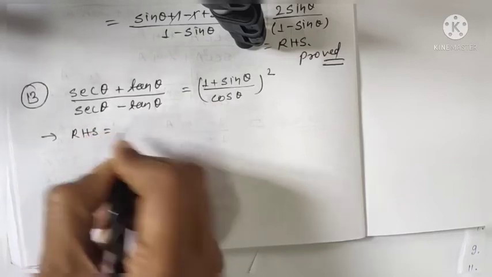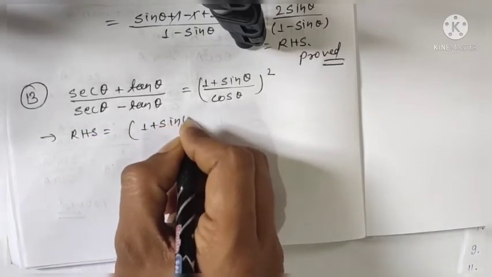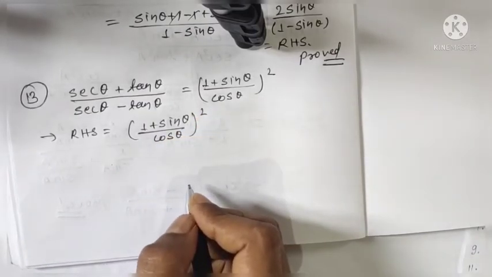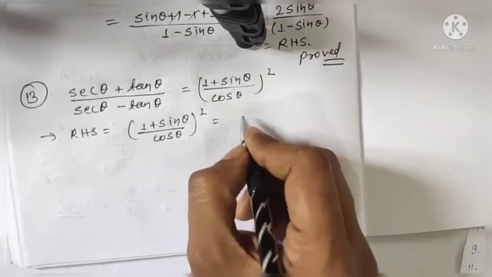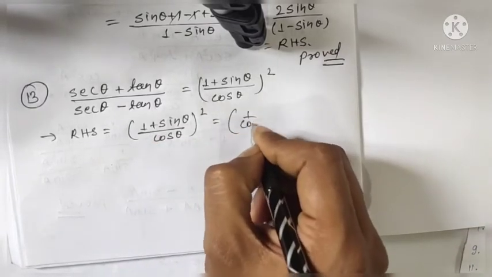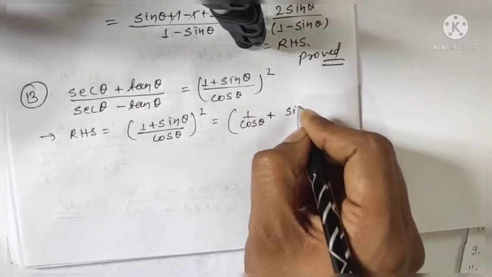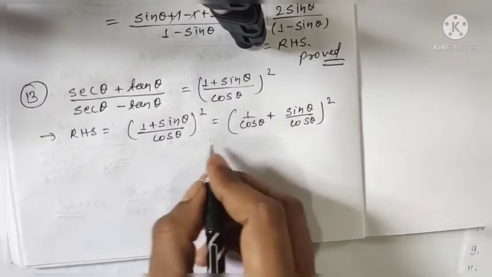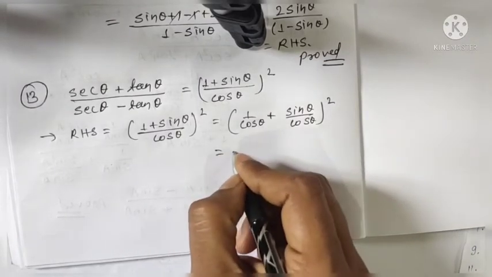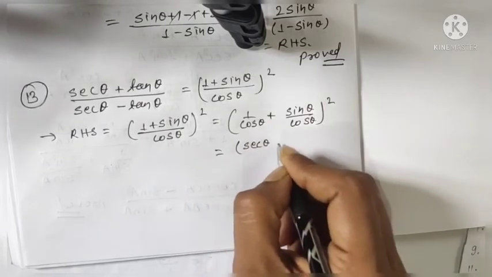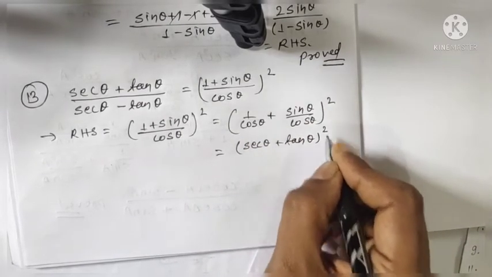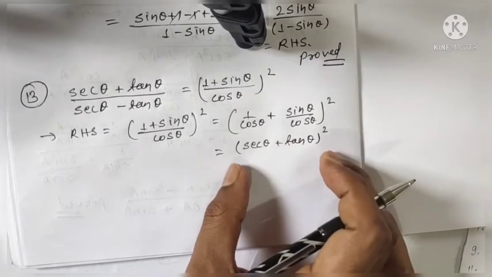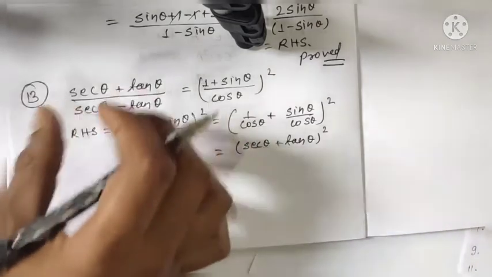Now the right hand side is (1 plus sin theta) by cos theta, whole square, right? So it will be (1 by cos theta plus sin theta by cos theta) whole square, which means this is (sec theta plus tan theta) whole square. Now it seems simplified, so we are going to solve the left hand side.